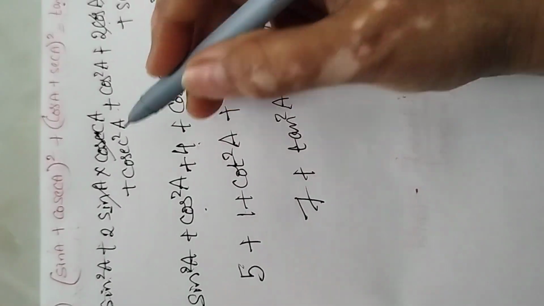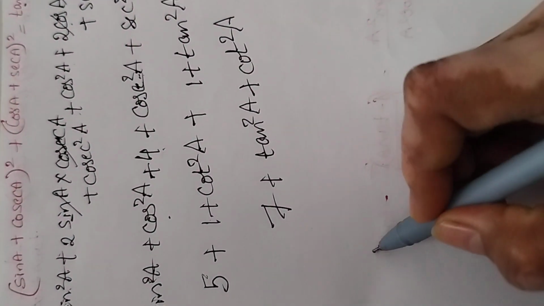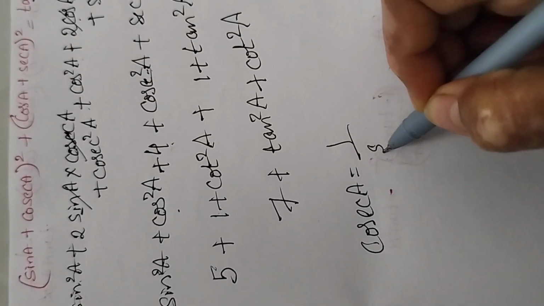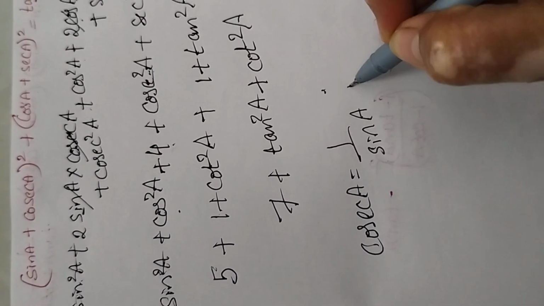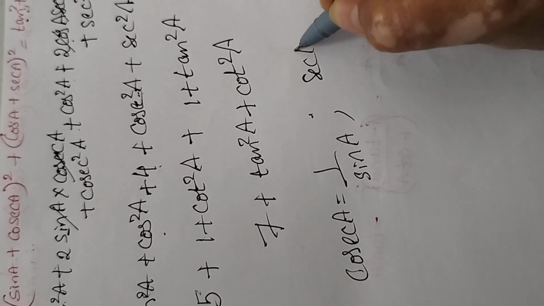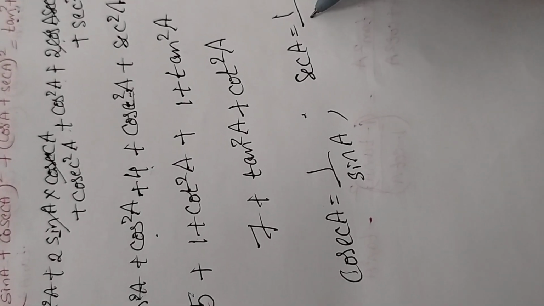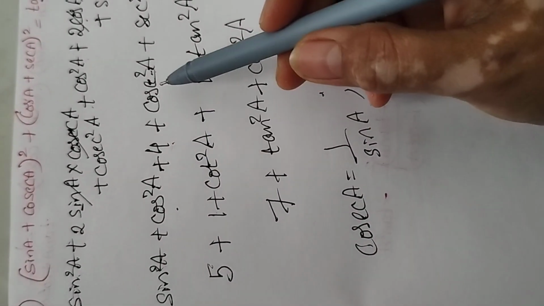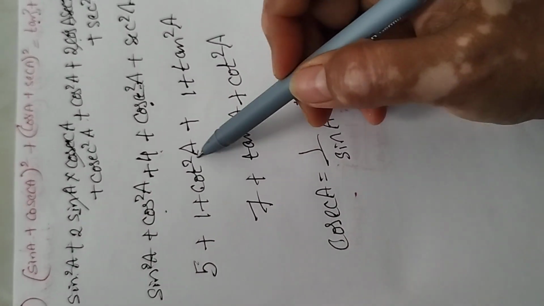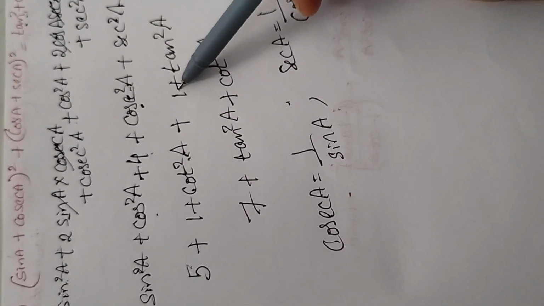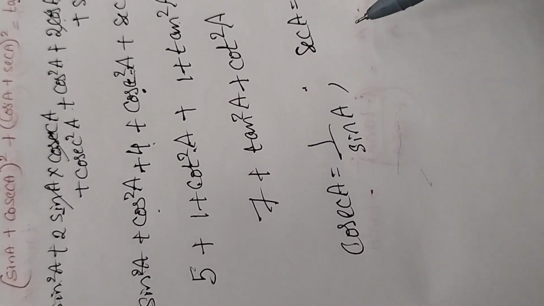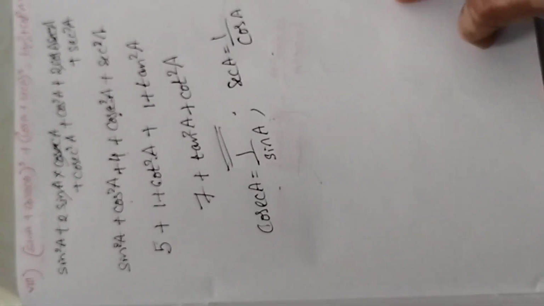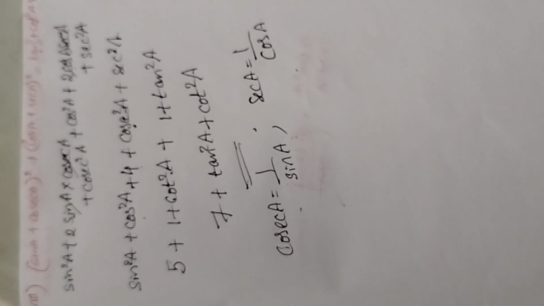So what are the identities used here? Cosecant a equal to 1 by sin a, I used here. Next, secant a is 1 by cos a. Next, cosecant square a is 1 plus cot square a, I used. Secant square a is 1 plus tan square a, that also you should write. Till here only is the proof. This is the 8th sum.